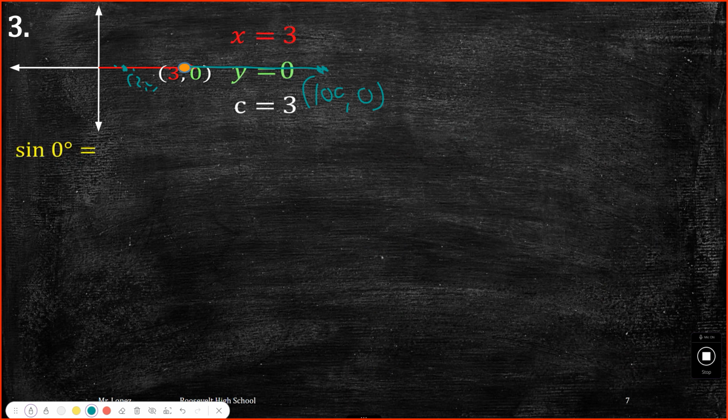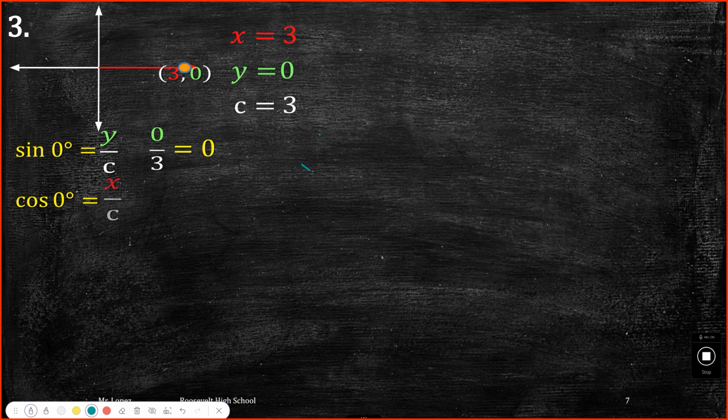Let's see. What's sine of 0 then? Sine of 0 is the y value of it. What's the y value? 0. The answer is 0. You don't need to be doing all this work. What's the cosine of 0? It's not 3. It's 1. The answer is going to be some kind of 0, 1, -1, or undefined when you do tangent or cotangent.